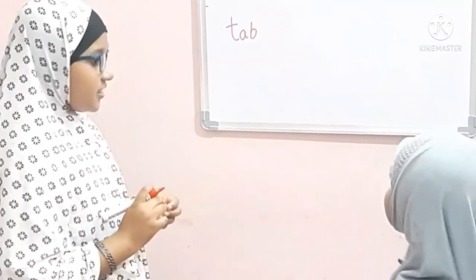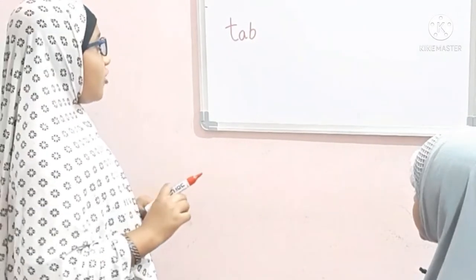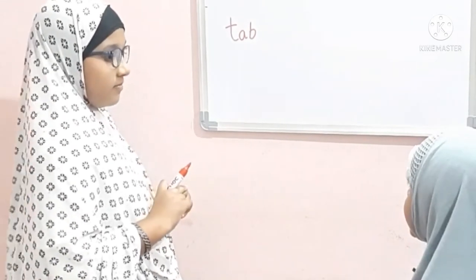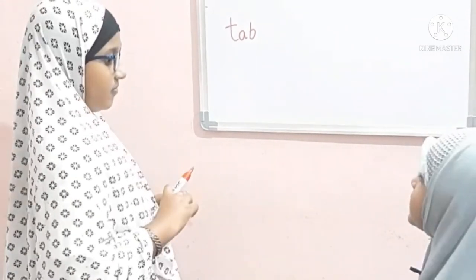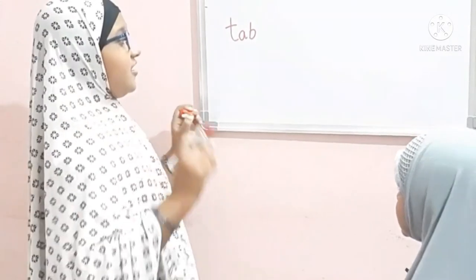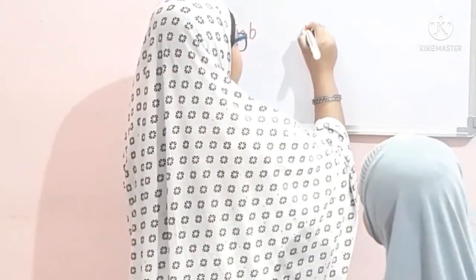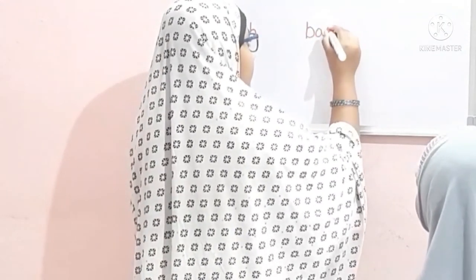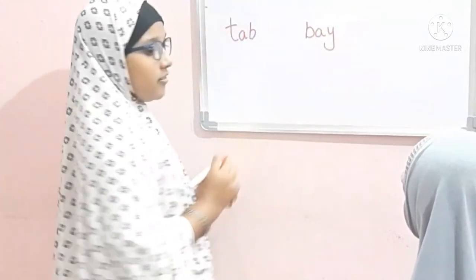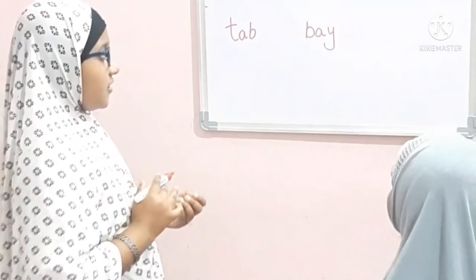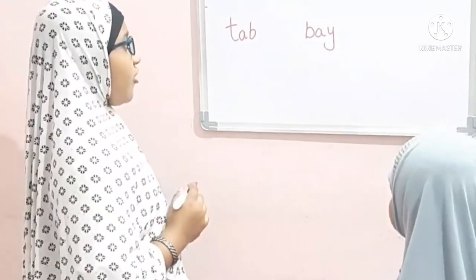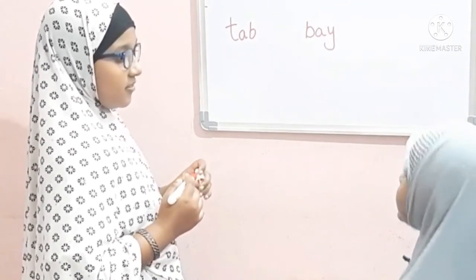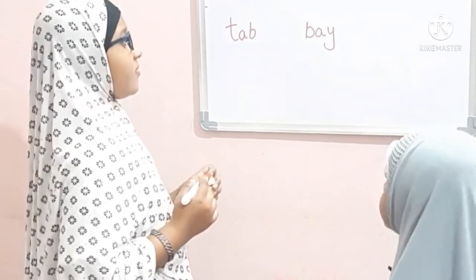What is this, Aliza? T-A-B. What is the sound of T? T. And what is the cluster? AB. T-A-B. Tab. Very good. What is this, Aliza? B-A-Y. What is the sound of B? B. And what is the cluster? AY.